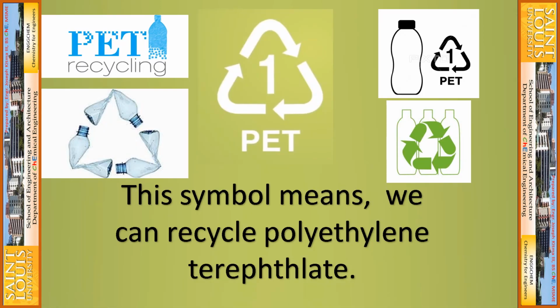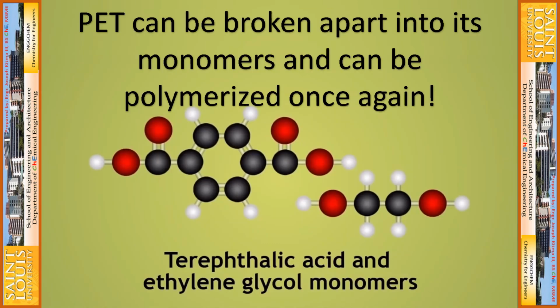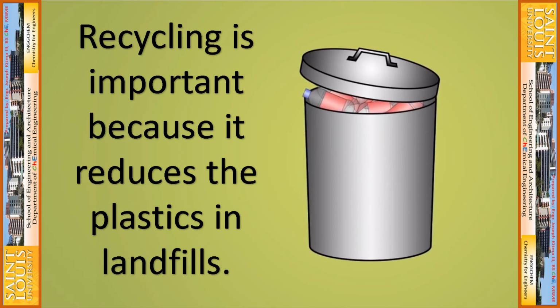This symbol means we can recycle polyethylene terephthalate, knowing that it is PET. PET can be broken apart into its monomers and can be polymerized once again. Terephthalic acid and ethylene glycol monomers. Recycling is important because it reduces the plastics in landfills.